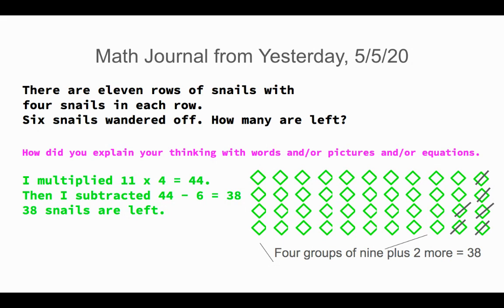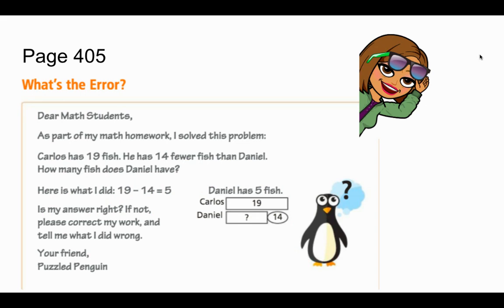I have 11 rows and there are 4 in each row. And then I crossed off 6 and that left me with 9 groups of 4, wrote that wrong, plus 2 more at the end. Okay? All right, third graders, don't forget to do the math journal for today. Let's get our math workbooks out and open up to page 405.